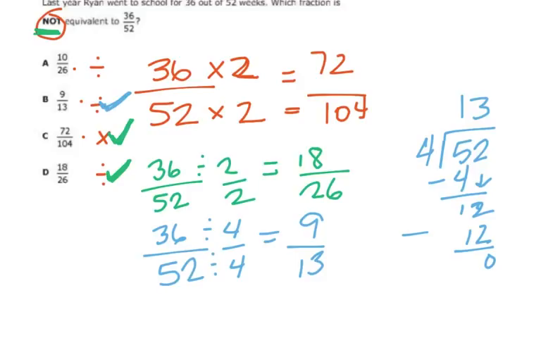Now, 10/26 has to be wrong. How can I prove that it's wrong? Well, look right here. I said that it's equivalent to 18/26. 18/26 is not going to also work out as 10/26 because the denominator is 26. Okay? So 36/52 is equivalent to 18/26, but it is not equivalent to 10/26. And because that is not equivalent, this is in fact our answer.